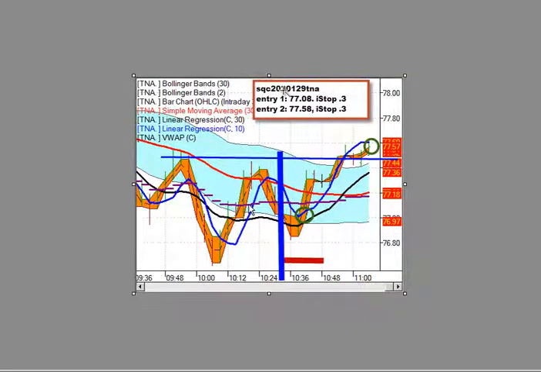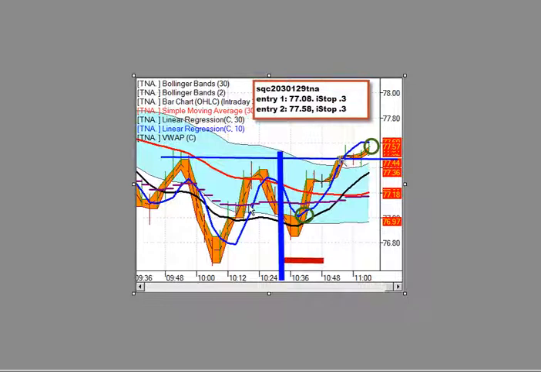It should read 2013-0129 TNA, and so it had chopped around, failed, finds higher lows. It makes a regression line crossover here, comes back into the river. We make our first entry at 77.08 with a 30-cent stop, gets us down here around 76.78. It goes through the Bollinger Band mean quickly, holds, leaves the river here.